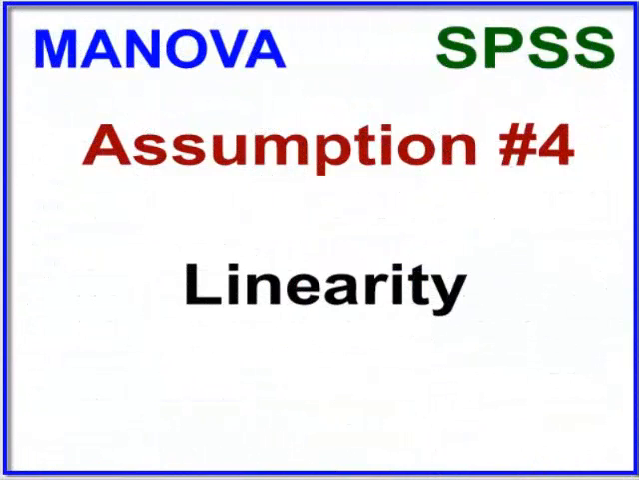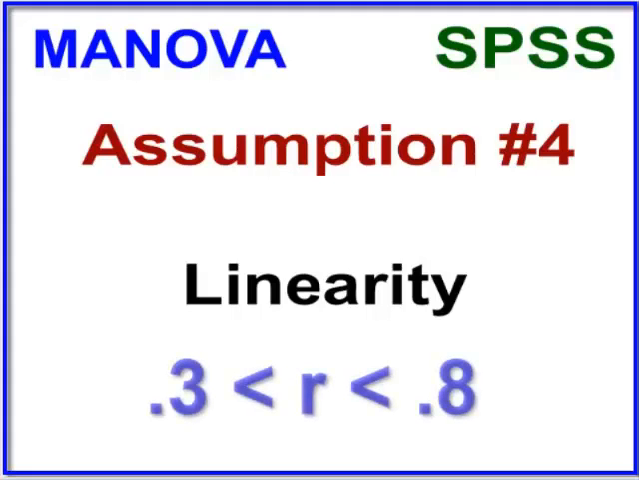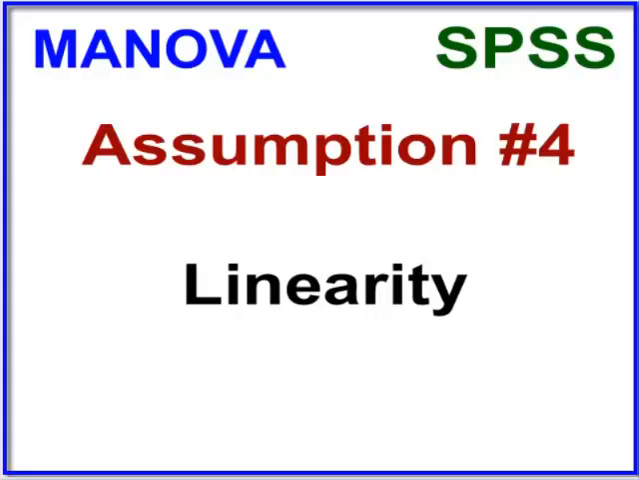All right, the next assumption is linearity, and we're talking about the linearity between the dependent variables only, okay? So I'll say that again, linearity between the DVs. Very important, we want all of our DVs to be moderately related, okay, correlated, moderately. So that's somewhere between R equals 0.3 and R is 0.8. We don't want them too strongly correlated. That would run into something like multicollinearity, or it's just going to cause a problem. Okay, so we want all of our DVs to be moderately correlated.